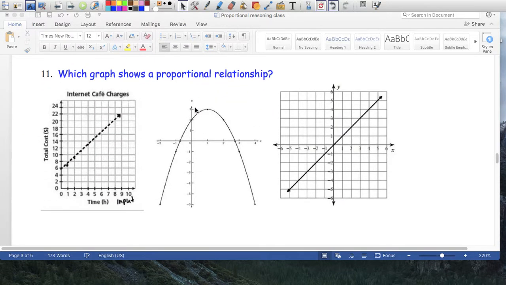Number 11, which graph shows a proportional relationship? Well, we just talked about it. A graph that has a proportional relationship will go through the origin. This one does, definitely. That's one you can tell, linear. This one does not go through the origin, does not go through 0, 0, so this one is a no, and neither is this one.